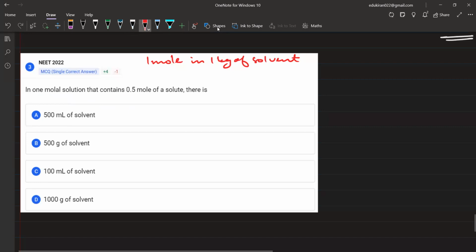Clear. Okay, so 0.5 mole in 0.5 kg, right? 2 moles will be in how much? In 2 kg. 3 moles in 3 kg, so half a mole will be in how many kg? In half a kg. So 500 grams. B is the correct option. Is this clear? Yes or no? Please tell me, everyone. Clear, sir. Okay.